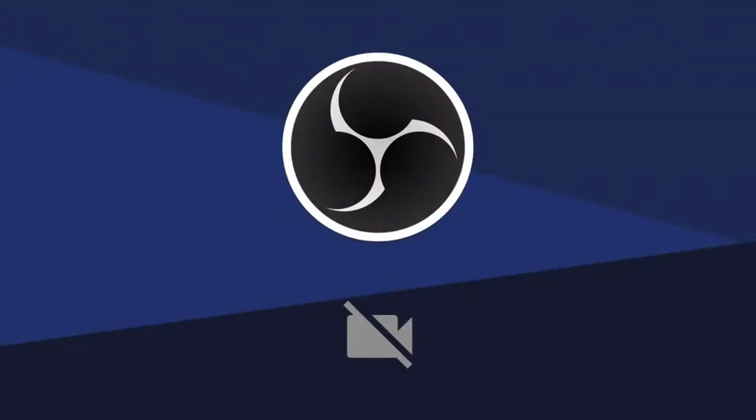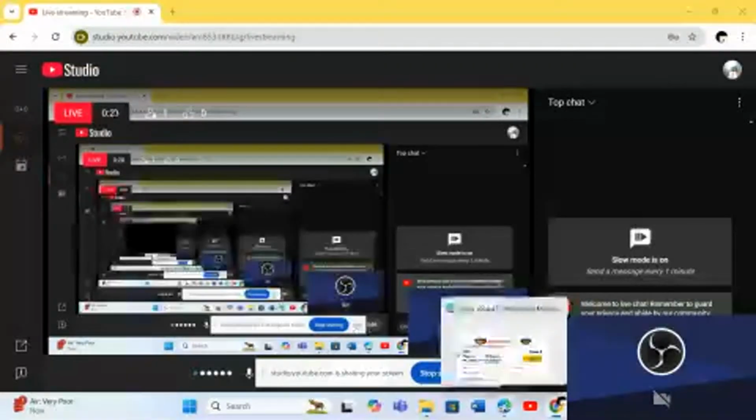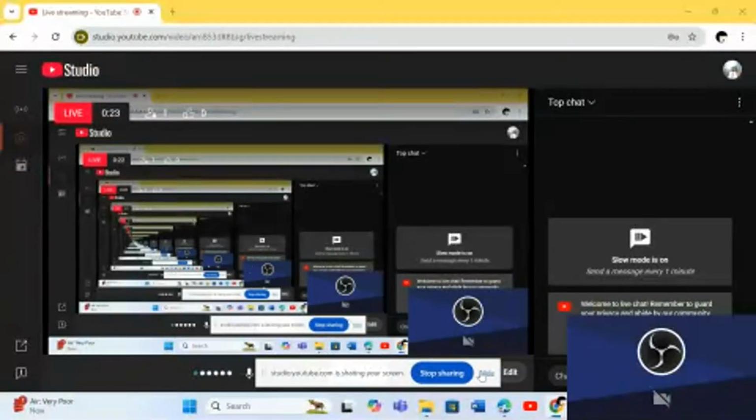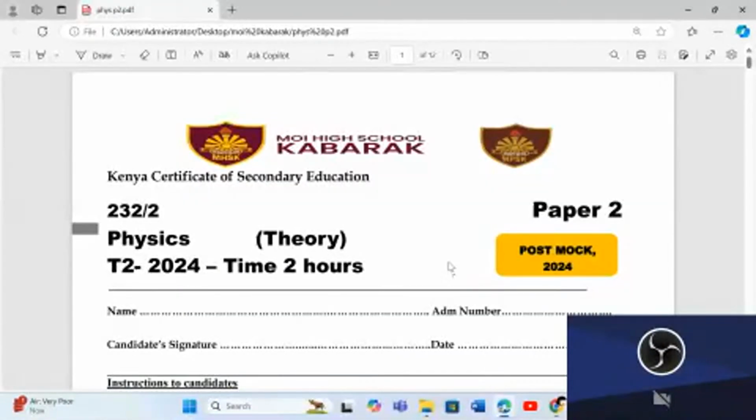Thank you. We can go straight to the paper of discussion today. This is my Kabarak, paper 2. Allow me to share the paper. Here is the paper.